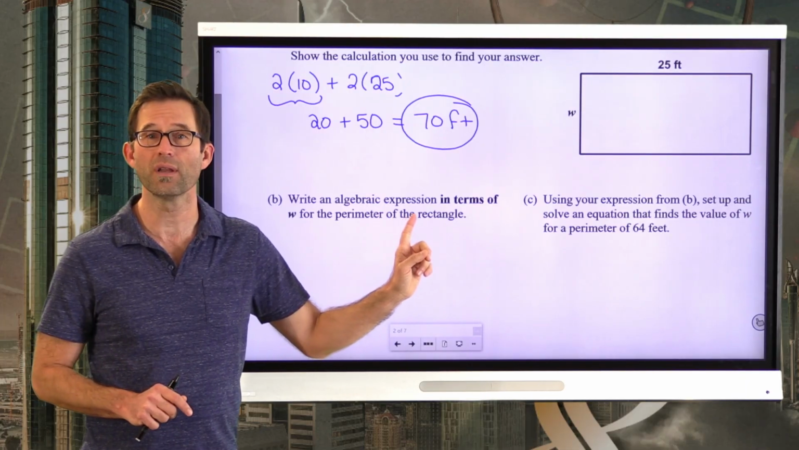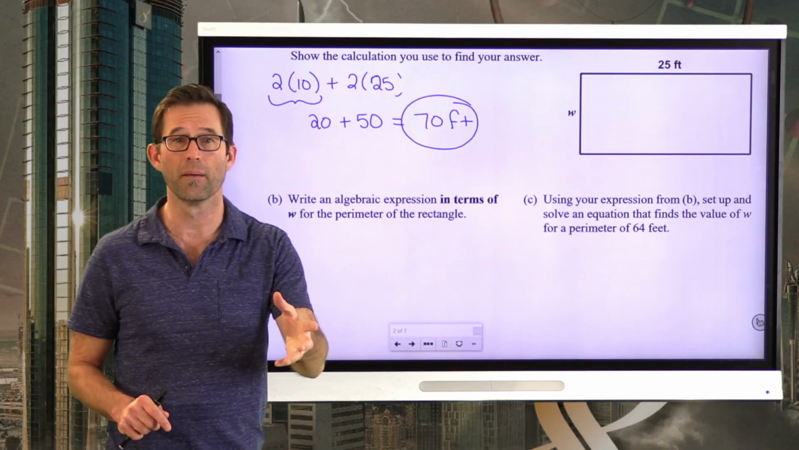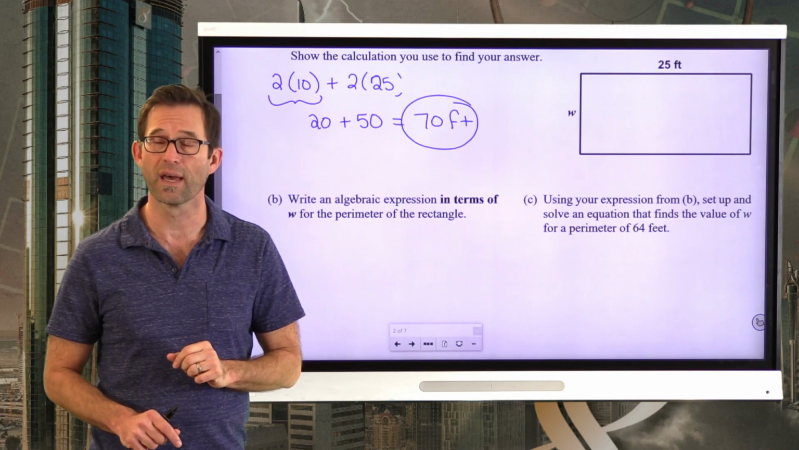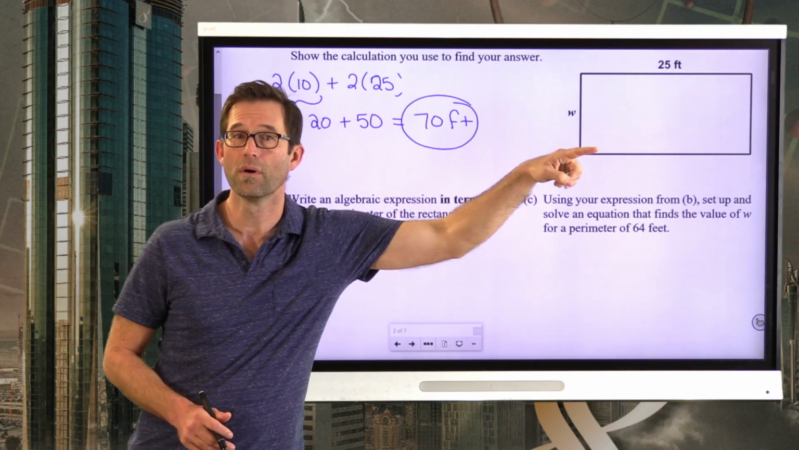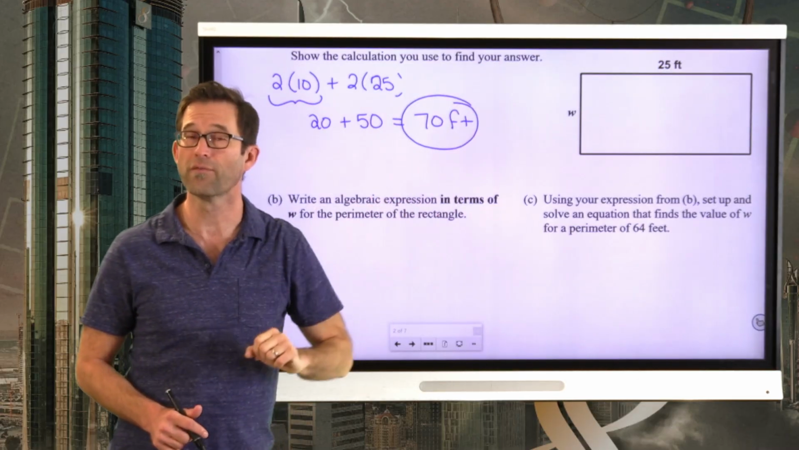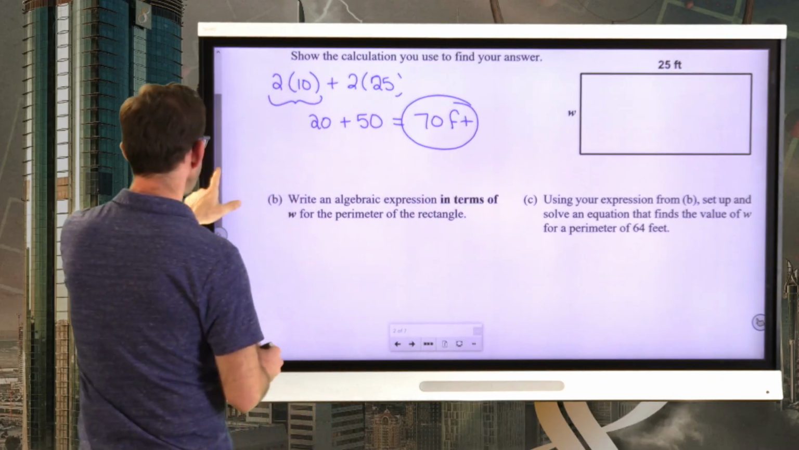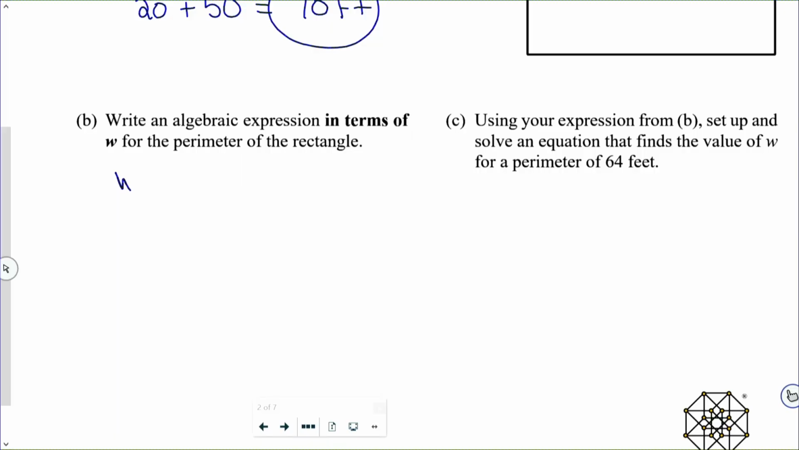I want an expression in terms of w, meaning that there's going to be a w in it, for the perimeter of this rectangle. Well, the perimeter of the rectangle is going to be w plus 25 plus 25. That actually would be a perfectly good expression for the perimeter, but it makes sense to combine like terms and say that the perimeter will be given by 2w plus 50.